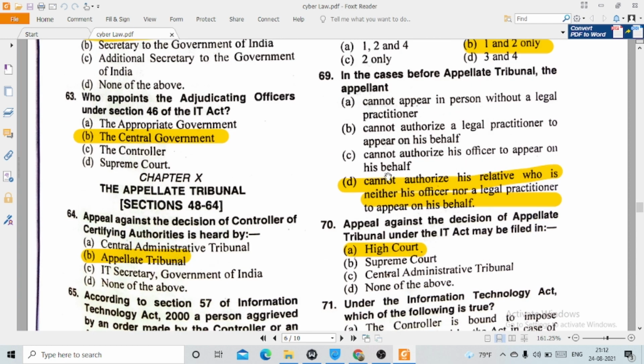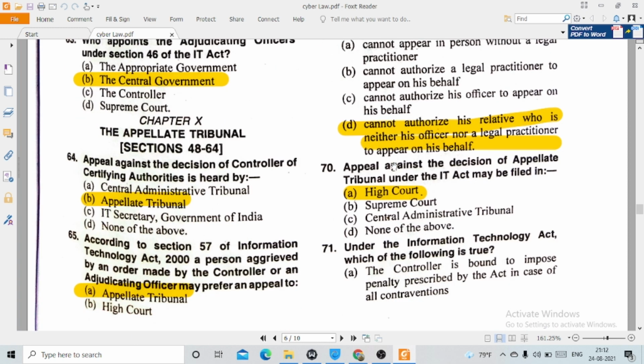Now we're dealing with questions related to chapter 10, which deals with the appellate tribunal, sections 48 to 64. 64. Appeal against the decision of controller of certifying authorities is heard by option number B, appellate tribunal. 65. According to section 57 of the Information Technology Act 2000, a person aggrieved by an order made by the controller or an adjudicating officer may prefer an appeal to option number A, appellate tribunal.